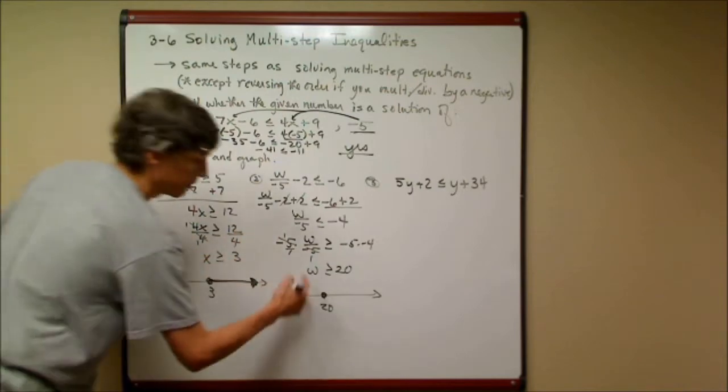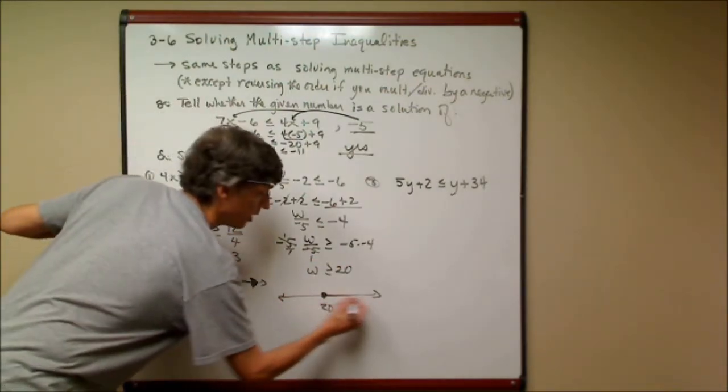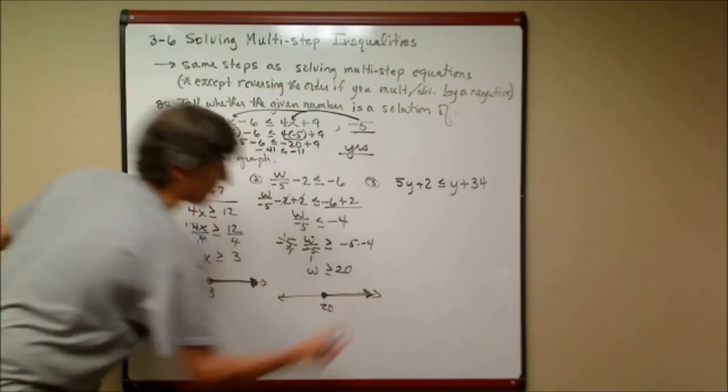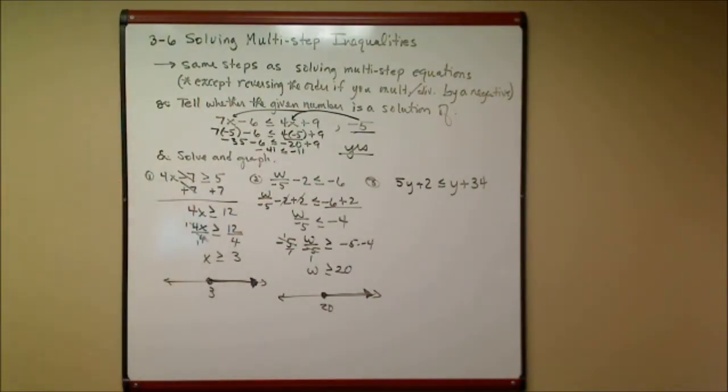And greater than, again, because the variable's on the left side, it's pointing this way, I'm going to shade to the right and put a big arrow there. My next example has the variable on both sides.